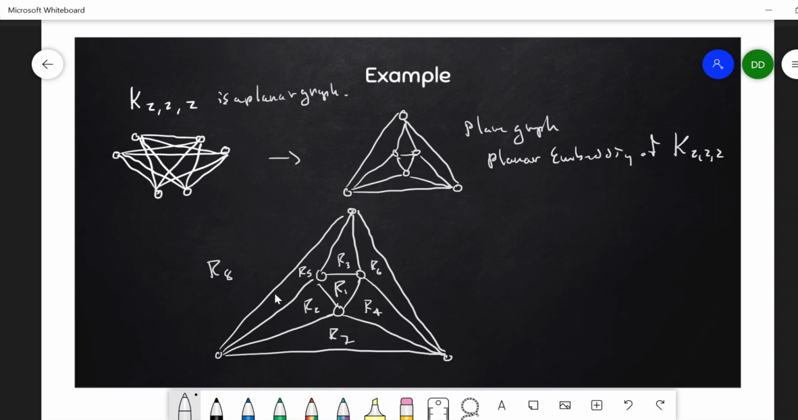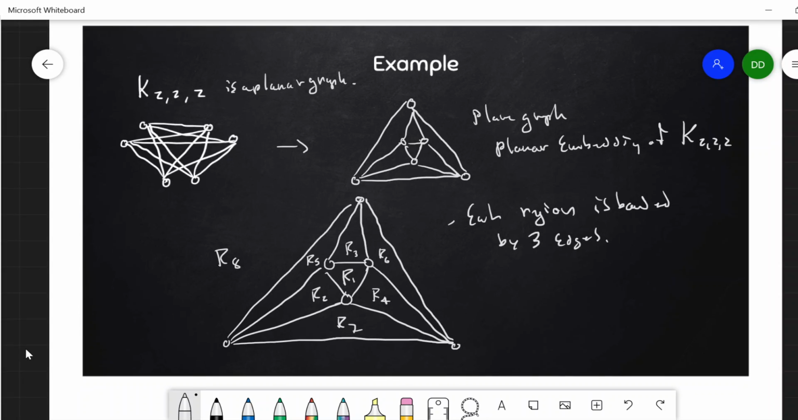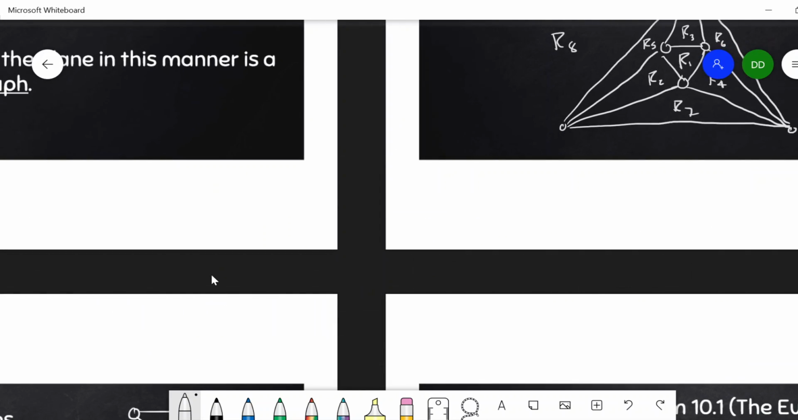Right, so that's the idea. This is one thing we're going to want to keep track of, these regions. We'll want to keep track of how many regions there are and how many edges bound each region. So in this case, each region, including the exterior region, the unbounded region, is bounded by 3 edges. It's always going to be bounded by some number of edges, and in this case, it's 3 edges. So this is what's meant by planar graph, plane graph, and planar embedding, and also how the regions are defined.